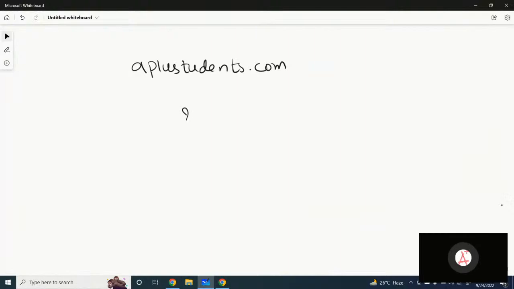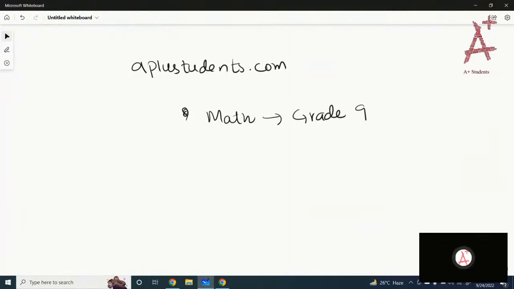Then you have to log in. Then you have to select math from the subject. Then go to grade 9. Then click on the view all lessons. And we're working on the first chapter, that is operations.